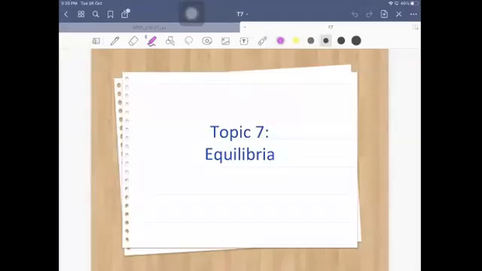So we're done with topic 6, electrochemistry. Now we're moving on to the next topic, topic 7, Equilibria, or as you all know it, equilibrium. This still comes under physical chemistry, so you should be expecting to deal with numbers and calculations.